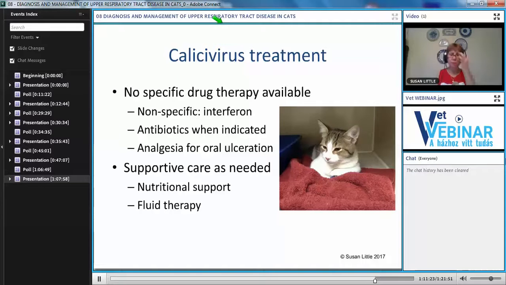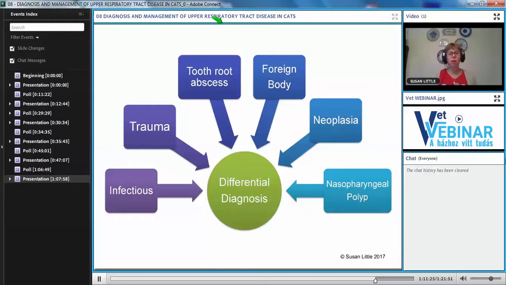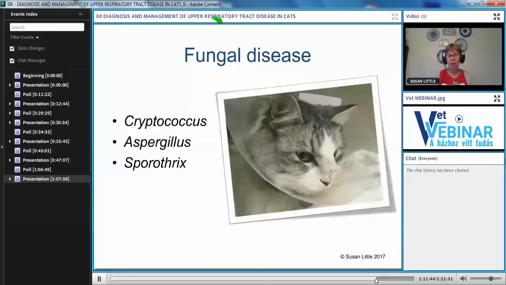So I'm just going to finish up in the last few minutes talking about some of the other diagnostics that we might use for the chronic cases where we have to start looking at diagnostic options. So that's where we might be thinking about things like tooth root abscesses or foreign bodies or neoplasia or even nasopharyngeal polyps. There are some other infectious diseases, and one that I would think of in some cases would be fungal disease. And again, depends on where you live, whether you see any of these.